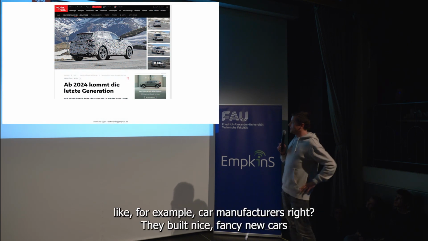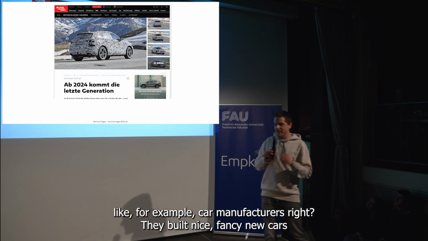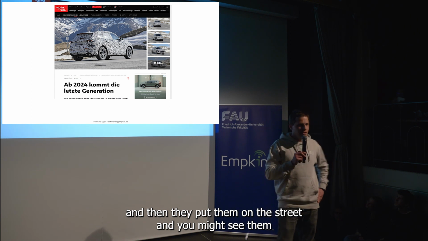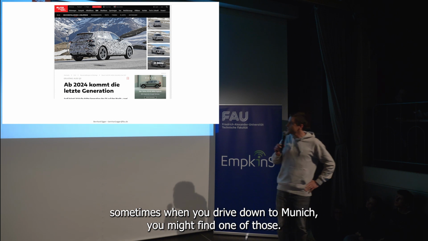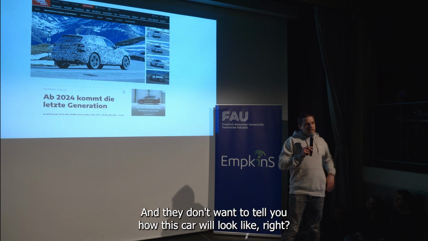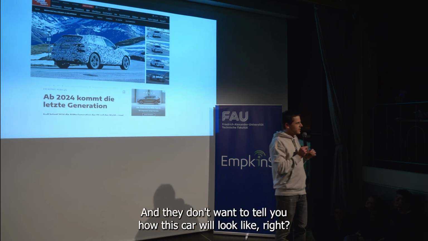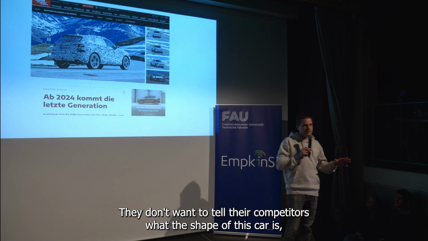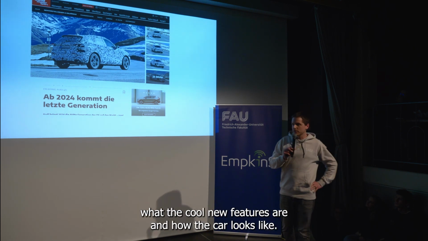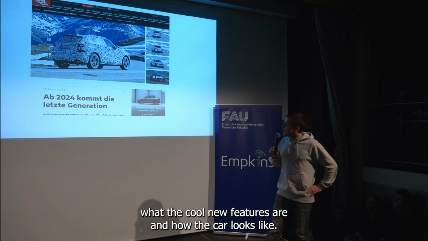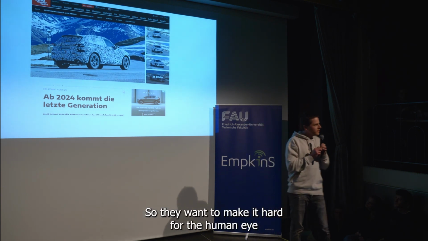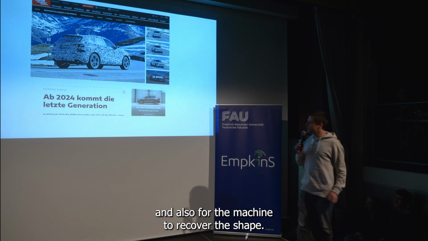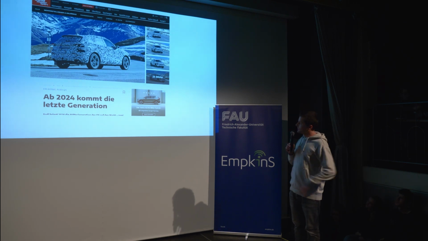Like, for example, car manufacturers, right? They build nice, fancy new cars, and then they put them on the street, and you might see them sometimes. When you drive down to Munich, you might find one of those. And they don't want to tell you how this car will look like, right? They don't want to tell their competitors what the shape of this car is, what the cool new features are, and how the car looks like. So they want to make it hard for the human eye and also for the machine to recover the shape.